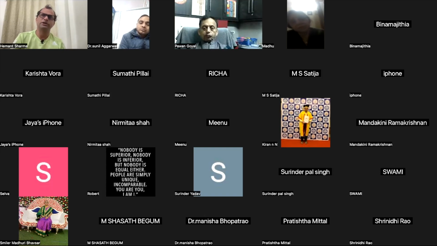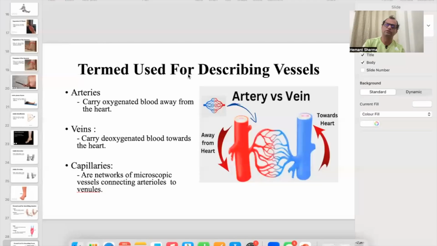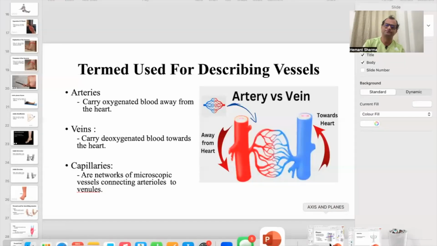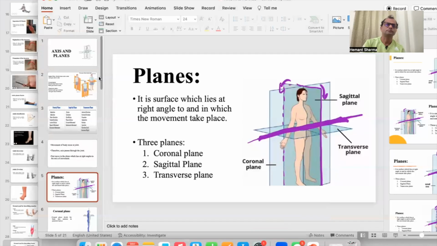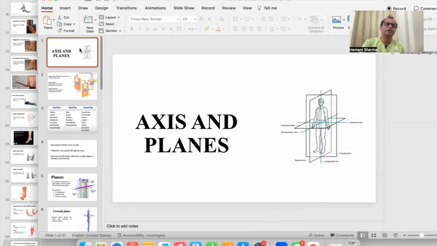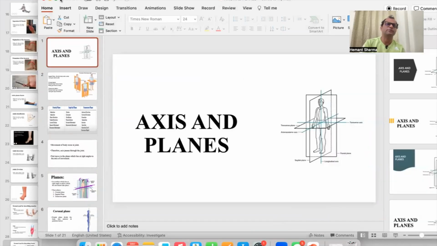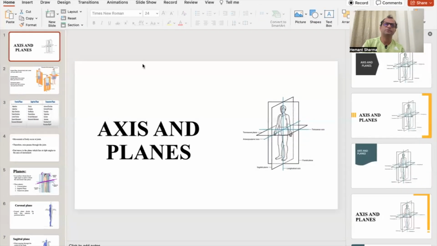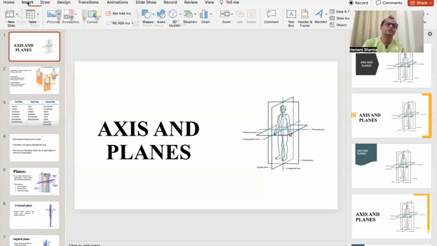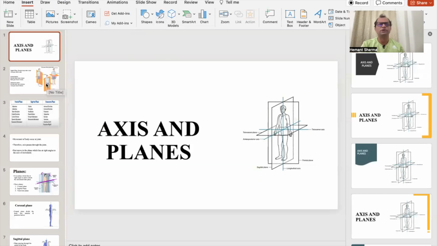So there are three planes and three axes in the human body. हमारे शरीर में तीन प्लेन होते हैं और तीन एक्सेस होती है, right? So we look at here, it's a very simple concept, the concept of axis and plane. This is also basic thing, right? Okay, so how to understand this? इसे हम कैसे समझें?